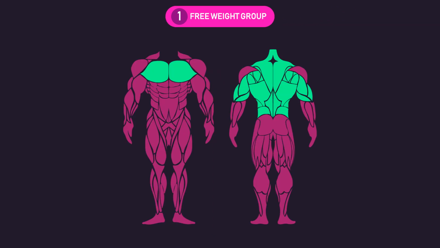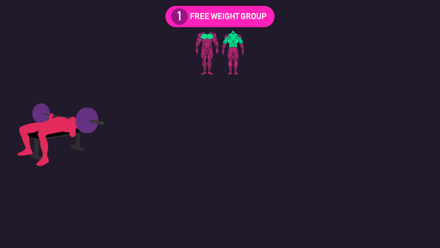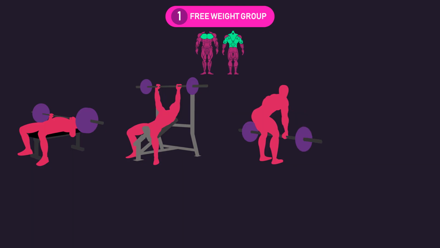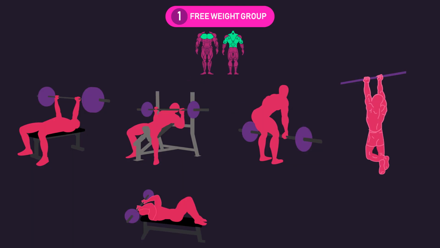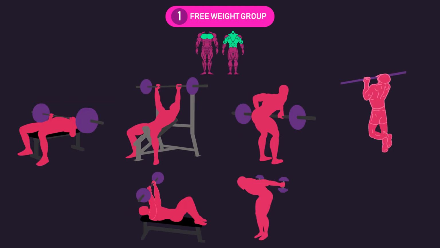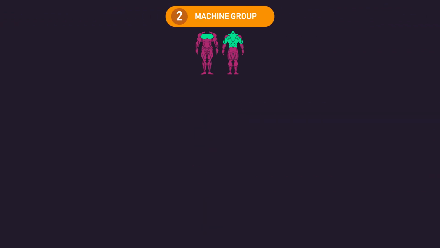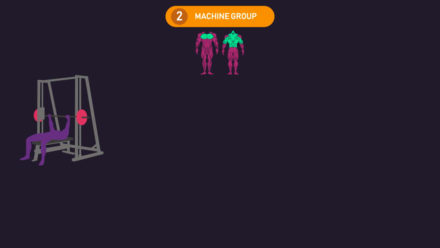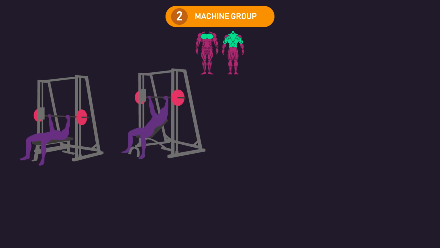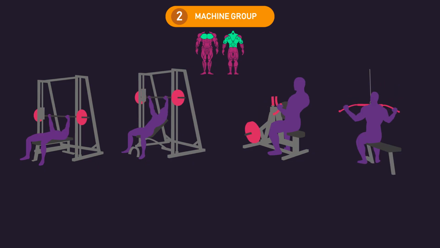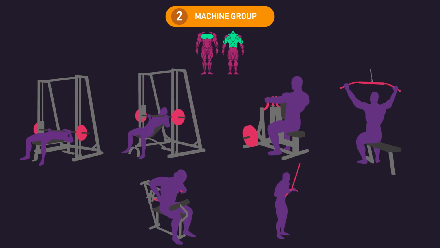The free weight group, on day one for the chest, back, and triceps, performed the flat barbell bench press, incline barbell bench press, bent over barbell rows, chin-ups, tricep skull crushers, and dumbbell kickbacks. The machine group, on day one, performed the Smith machine bench press, Smith machine incline bench press, machine seated row, lat pull down, machine triceps press down, and rope press down.